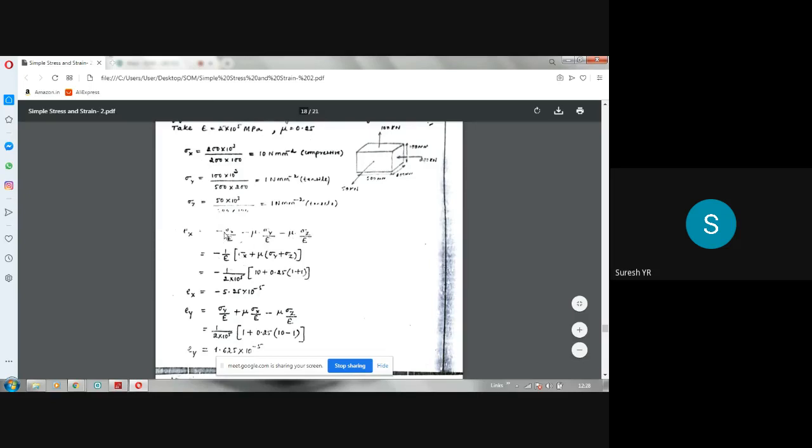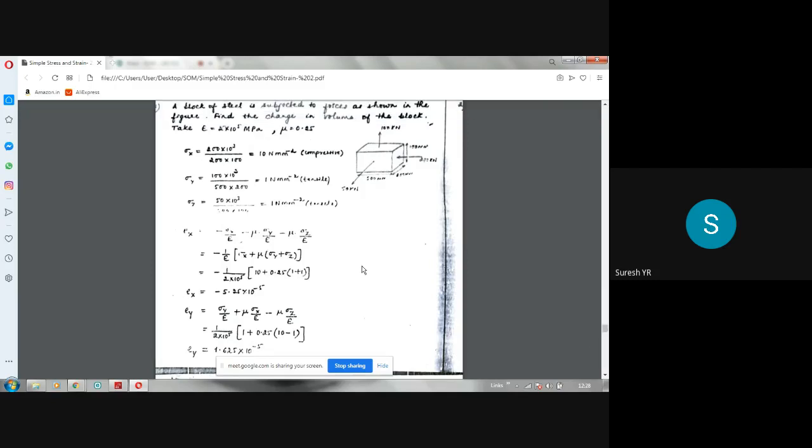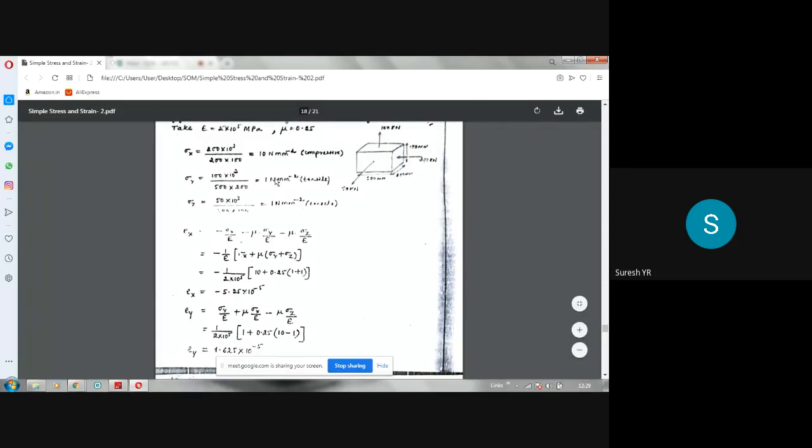So minus I can take common here, minus 1 by E into sigma x plus mu times sigma y plus sigma z. So 1 by E is 2 into 10 power 5. He has given the value of Young's modulus in Newton per mm square. All the values you have to keep in Newton and mm square only because stresses will be in Newton and mm square. Length will be in millimeters. Forces, even if they are given in kilonewton, you have to convert that into Newton and substitute. So sigma x we have calculated, it is 10 plus mu is given as 0.25 into 1 plus 1.